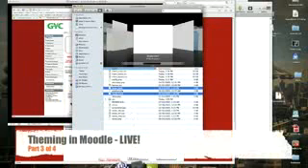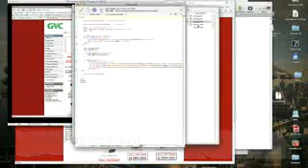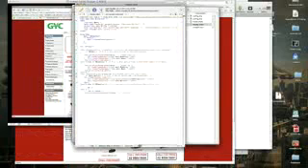Take these straight into my BBEdit. So here they are. Here's the header and footer. Now, the header defines what happens at the top of the page. This is predominantly HTML, but there's a whole bunch of PHP inside it.